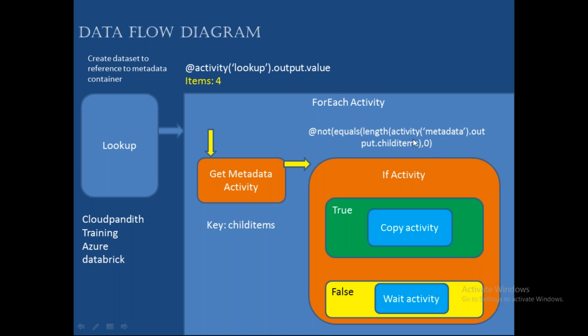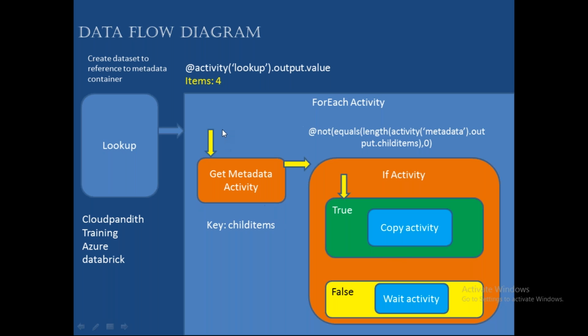If it is not 0, then it will return false. Outside I'm using not, meaning false I'm converting into true. Not means negation, so that particular operator will convert true to false and false to true. When you have files greater than 0, meaning at least one file, then this entire condition will return true. In the true condition, I will execute my copy activity.